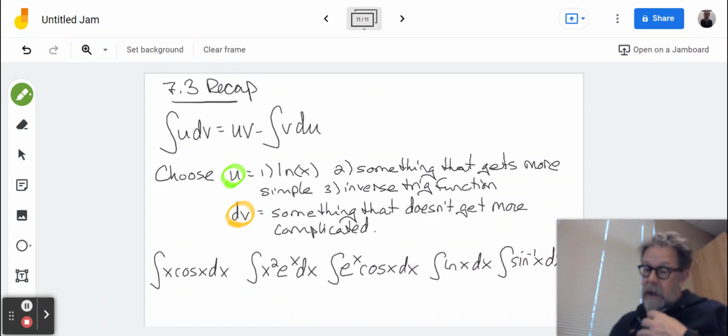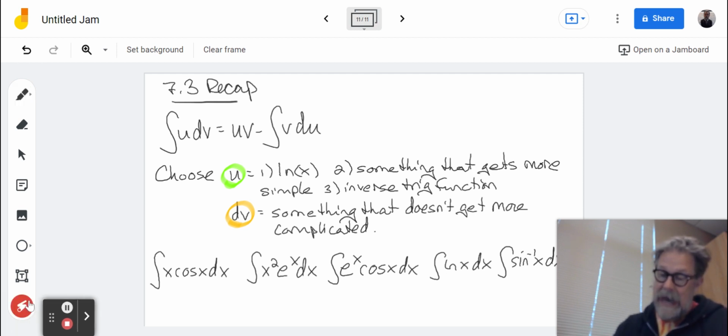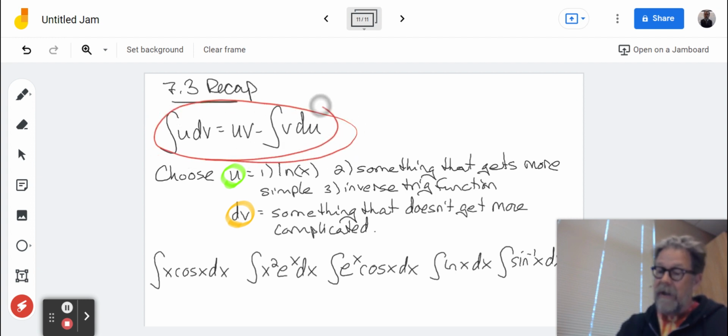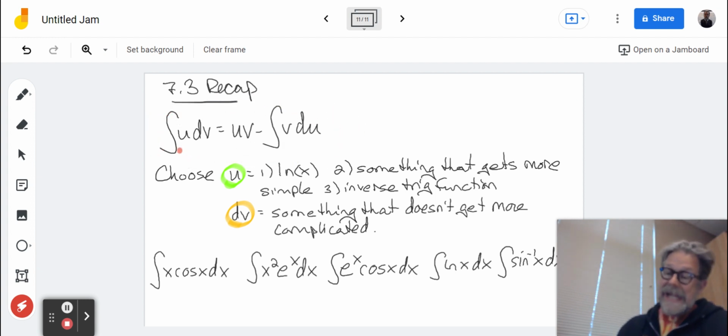Okay, welcome back. This is a recap of anti-differentiation by parts. This is going to be pretty straightforward and simple. Thing one, the formula. You don't need to know how to derive it. You do need to know the formula.